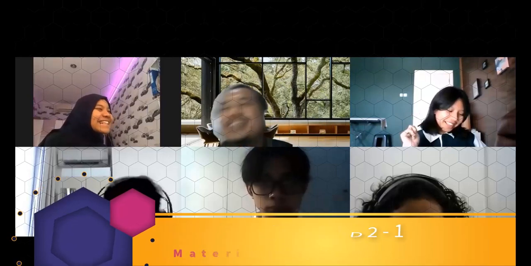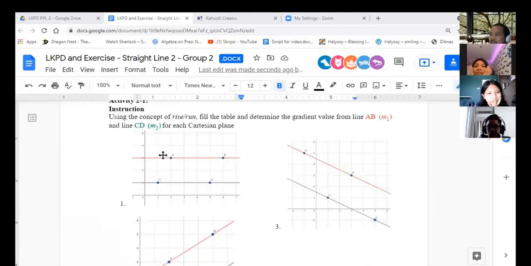What do you think, Dina? For line AB for image number 1, it said that the gradient is the rise over run. Okay, going from A to B, what is the rise? Is there any rise? Zero. It's zero, right? So the rise is zero because it doesn't go up or down. It's just going along the run. So the rise is zero.